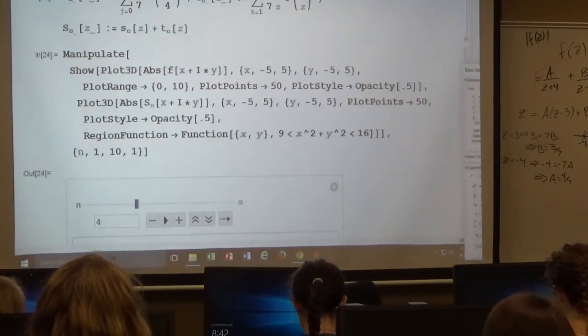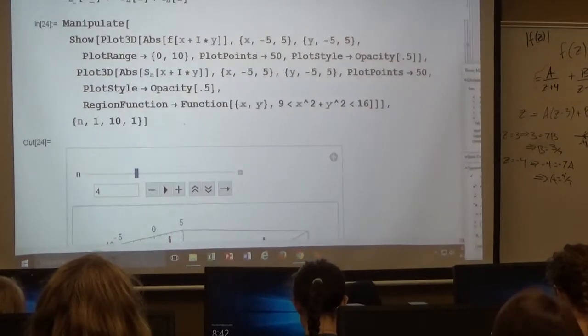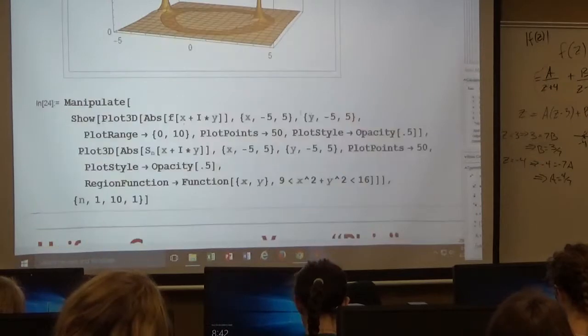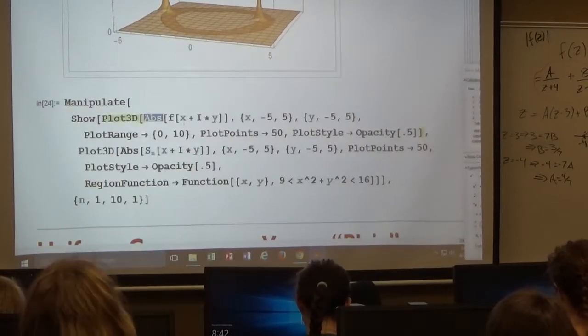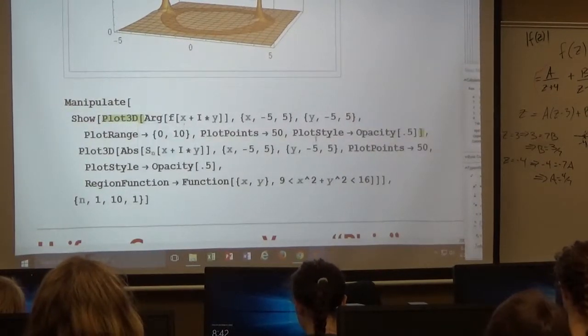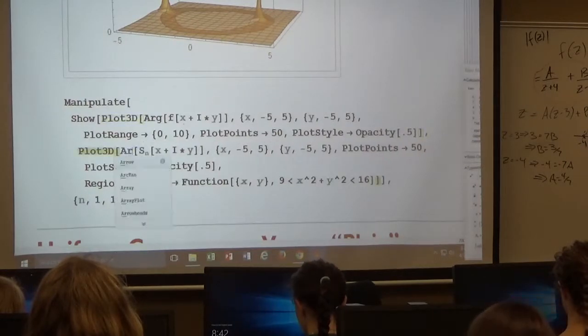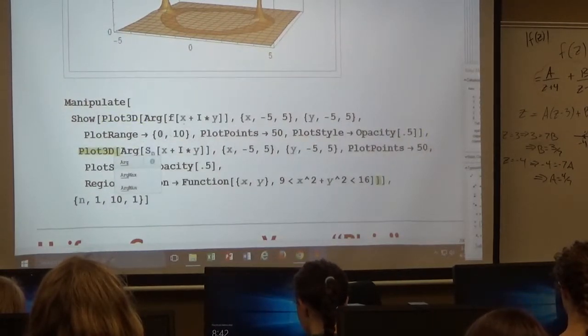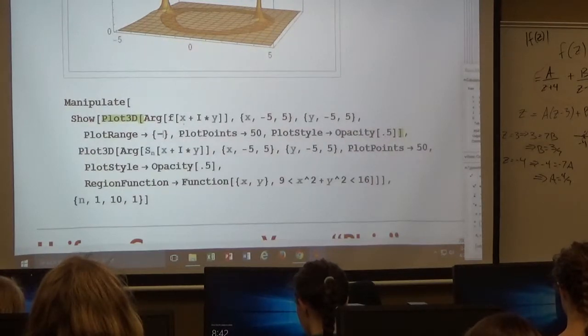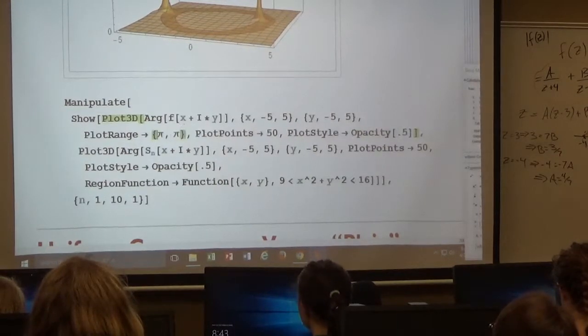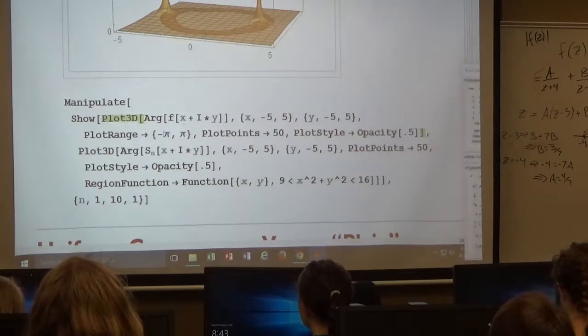What if I graph the arguments of these things? What would happen? Inquiring minds want to know. Arg instead of abs. Probably a better plot range to use would be negative pi to pi. Right? Why is that negative sign projected? That's better.